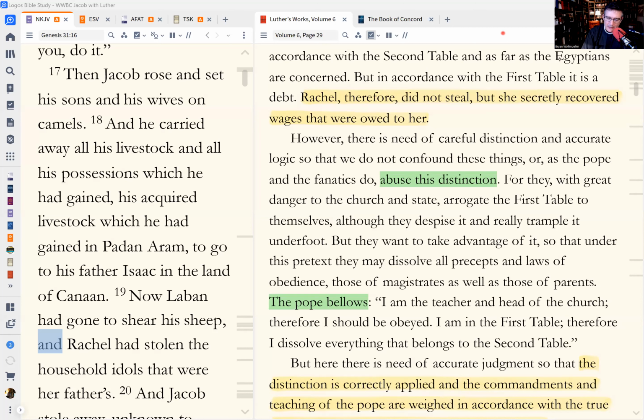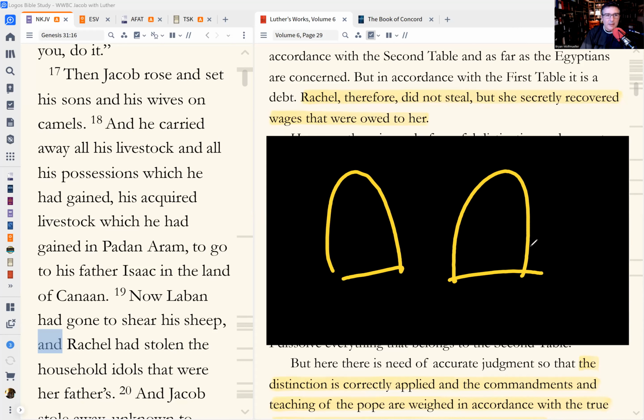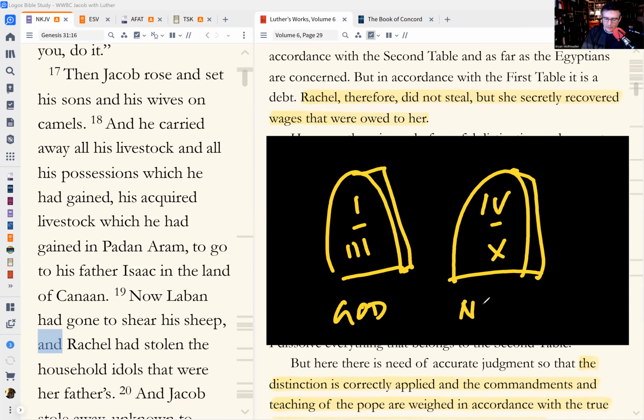And especially, Luther is going to ask this question: what happens when the first table conflicts with the second table? Now, that language of table is sometimes confusing. We remember that when Moses received the Ten Commandments, he received them on two tablets. Sometimes these are called the two tables of the law. Over here we have commandments 1 through 3 in our Lutheran numbering, here is 4 through 10. This one has to do with God, love for God, and this one has to do with the neighbor.